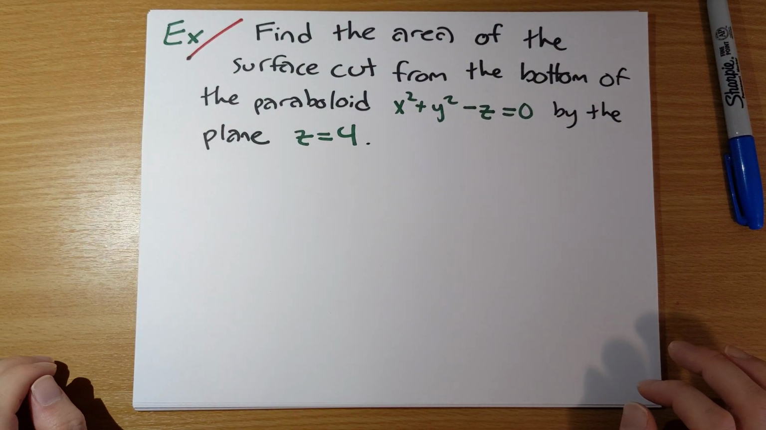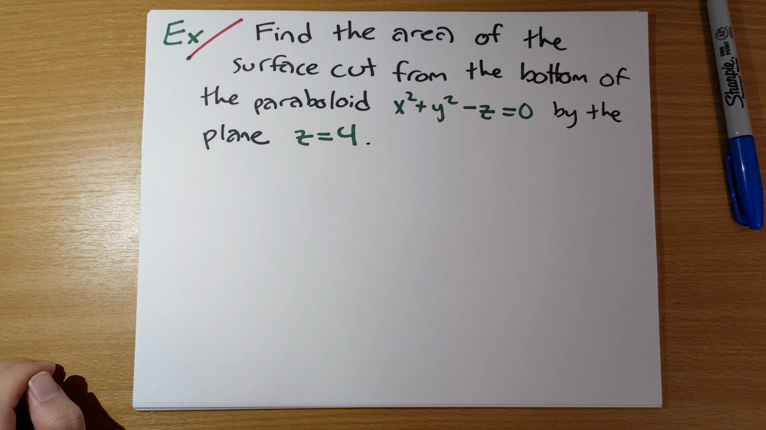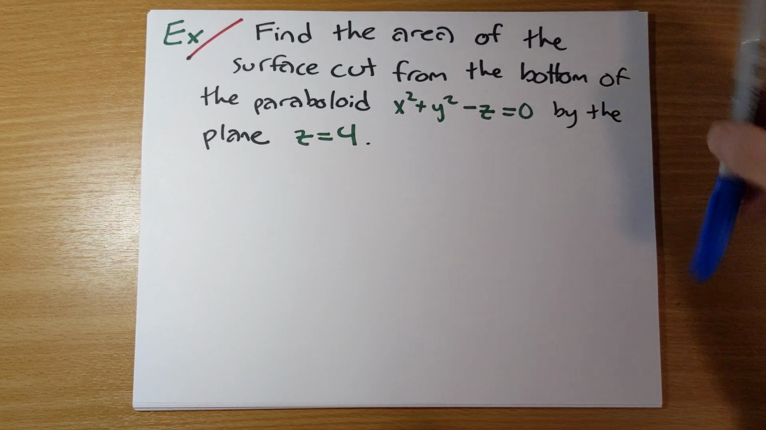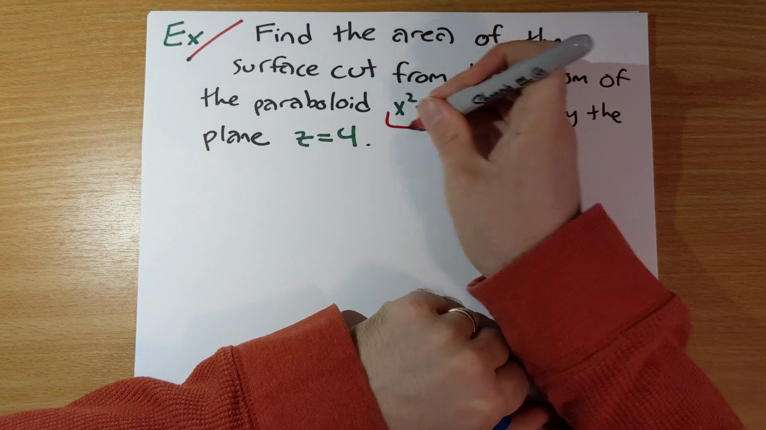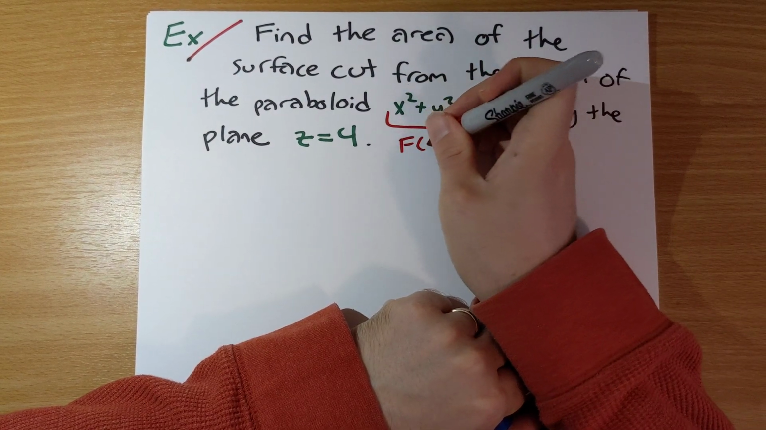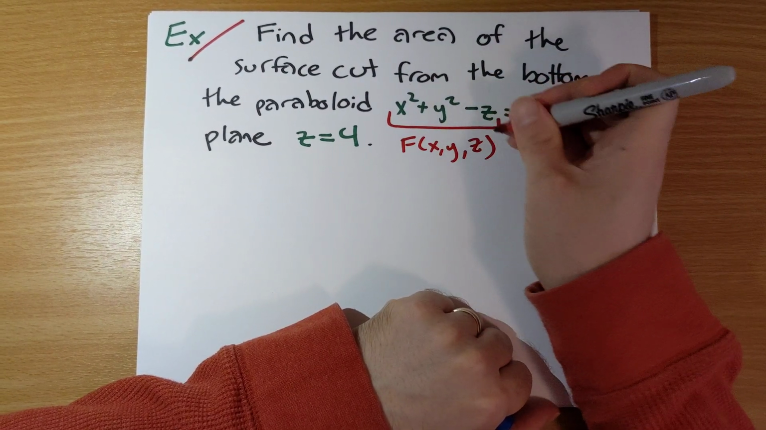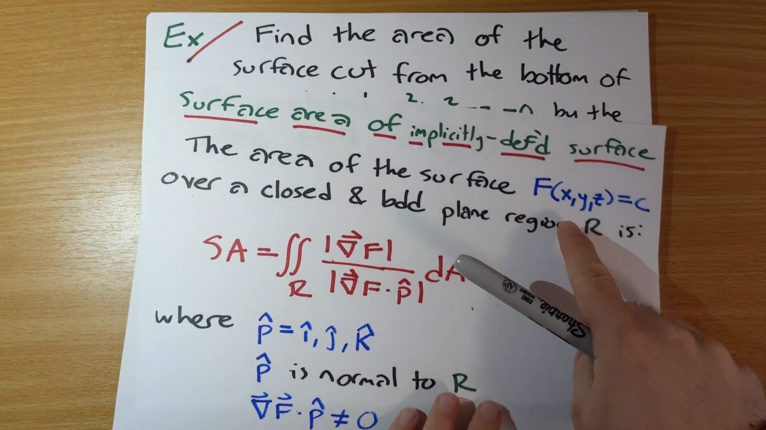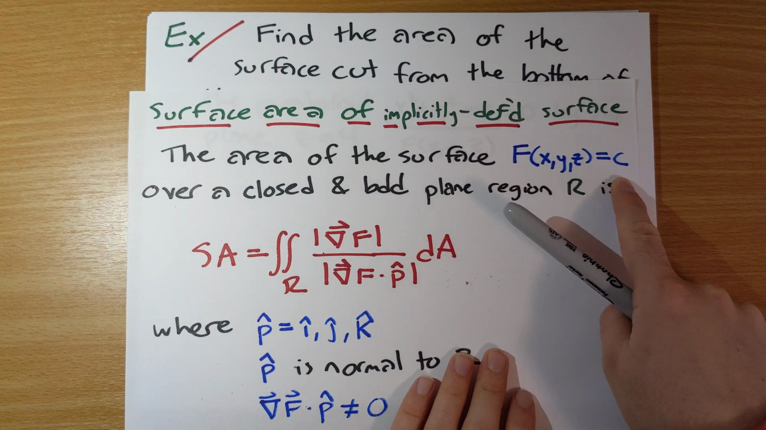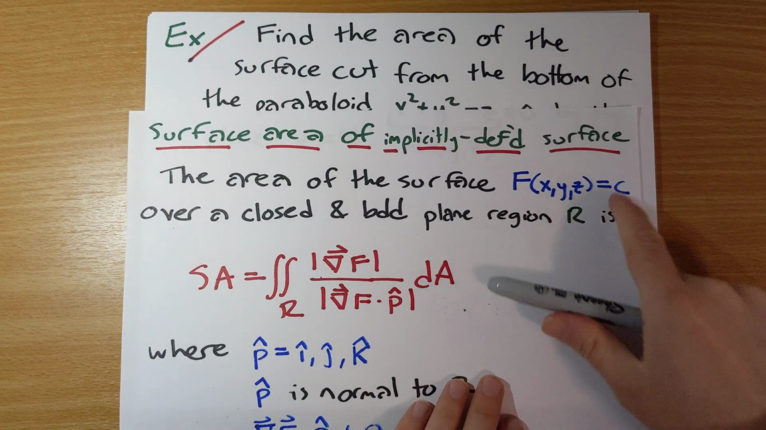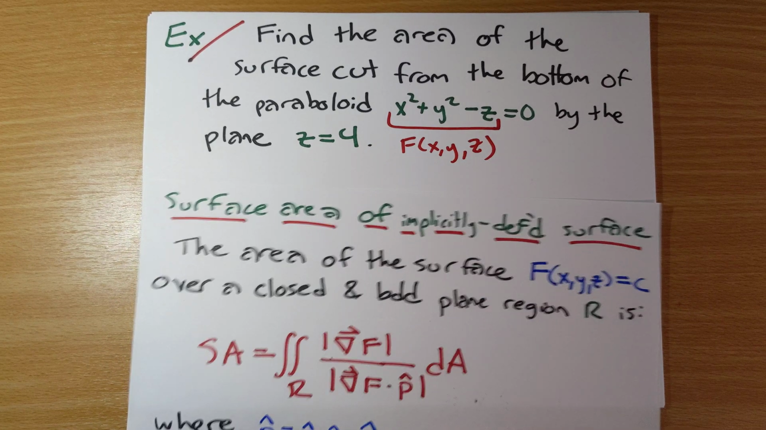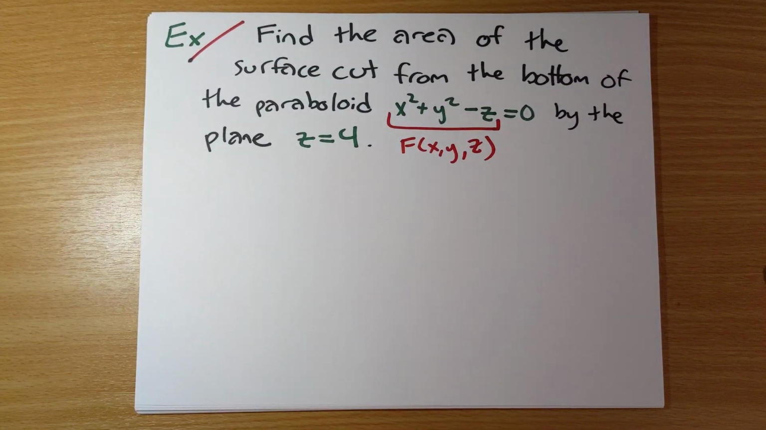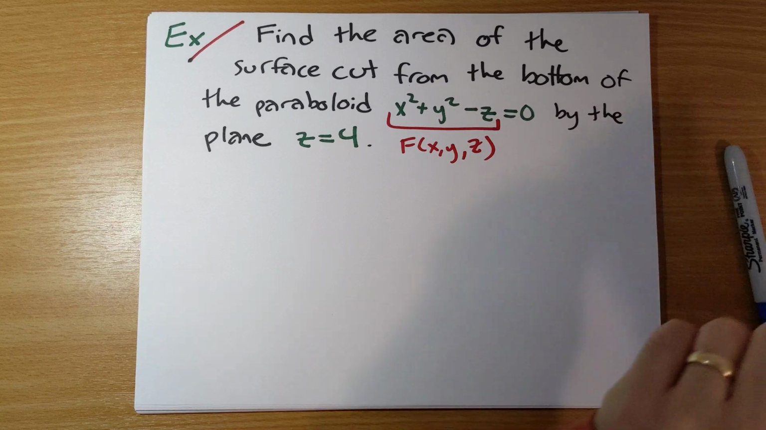Find the area of the surface cut from the bottom of the paraboloid x squared plus y squared minus z is equal to 0 by the plane z is equal to 4. The first thing that I'm going to do is call big F of x, y, z equal to x squared plus y squared minus z is equal to 0. So we have f of x, y, z is equal to c. C is 0 here. The graph of the paraboloid looks like this.